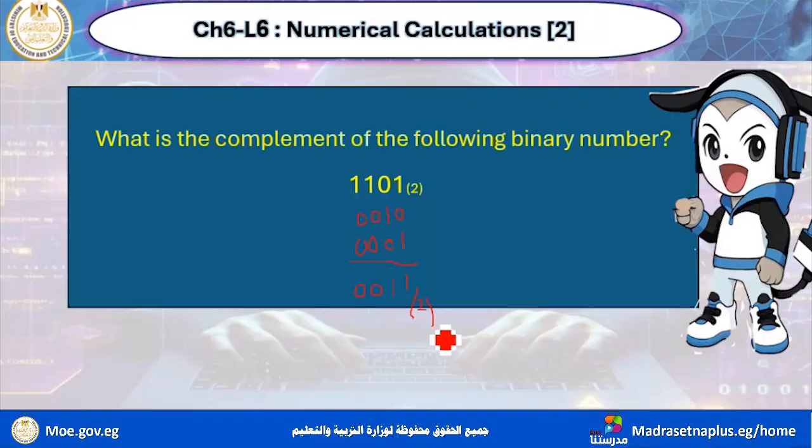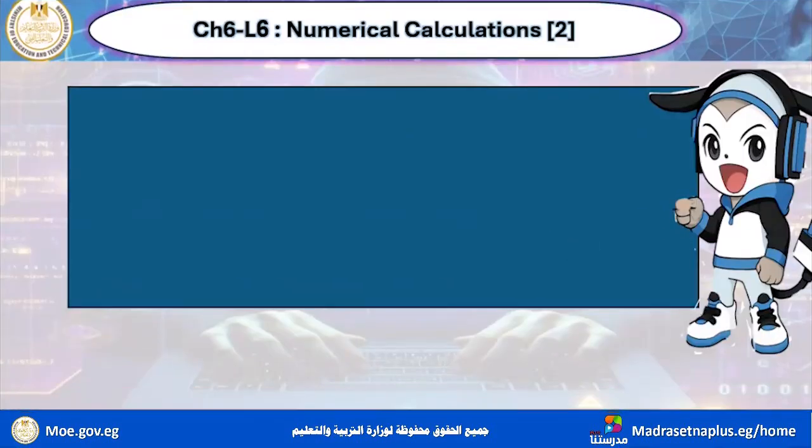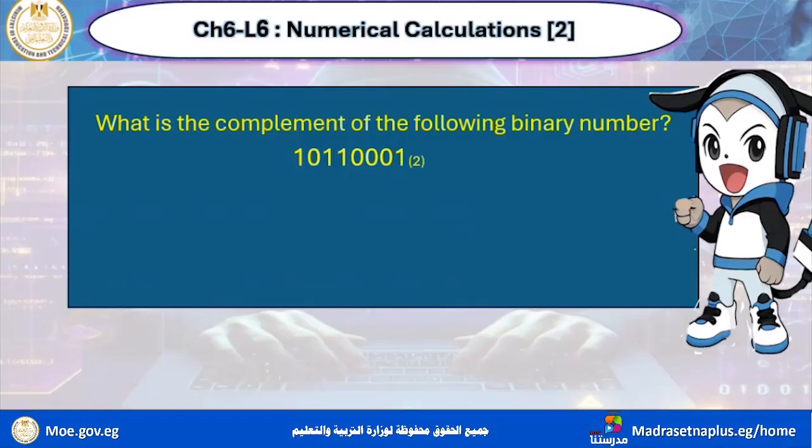I want you to get the highest marks in the class. Check your answer by inverting 0 to 1 and 1 to 0. It becomes 0, 0, 1, 0. Then adding 1, it will become 0, 0, 1, 1.